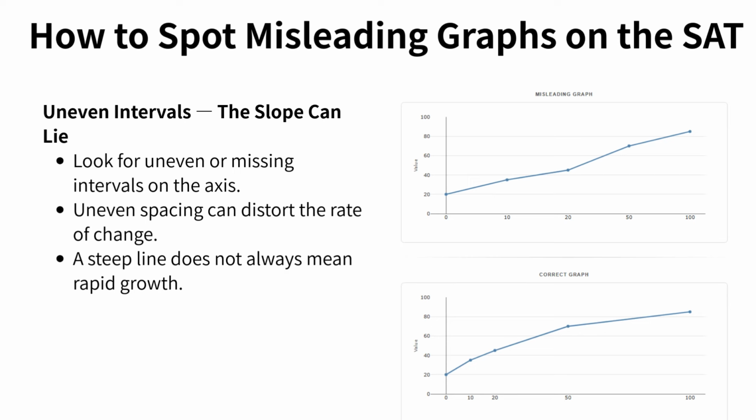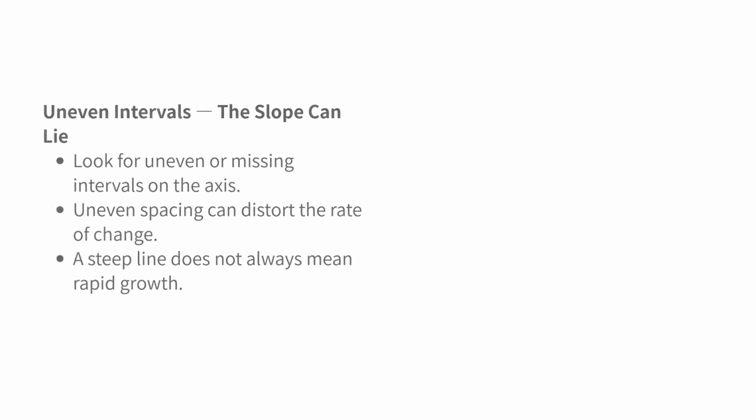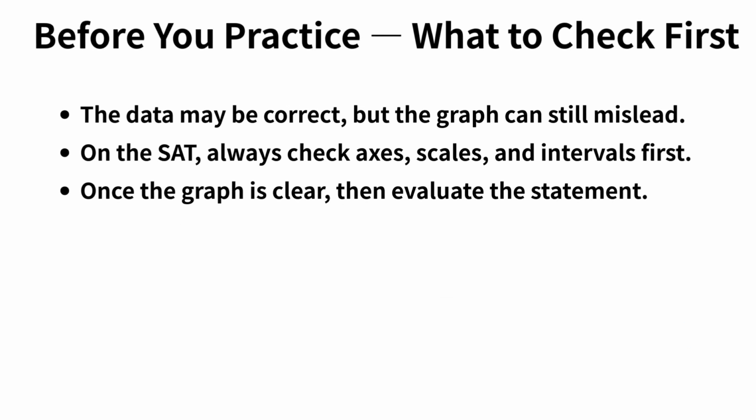Now compare it with the graph below. Here, the same data are plotted with the correct spacing on the axis. The trend is much smoother, and the rate of change is easier to judge. On the SAT, remember this rule: a steep line does not always mean rapid growth. Before we move on to practice, let's pause and summarize what you've learned so far. On the SAT, misleading graphs are not about incorrect data. They are about how the data are presented.